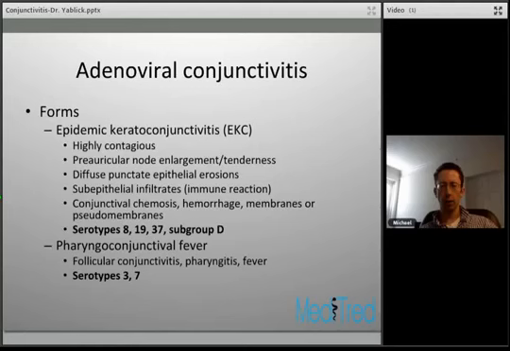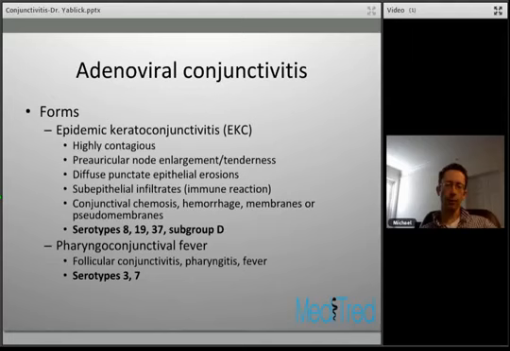Another form is called pharyngoconjunctival fever, and this is characterized by a follicular conjunctivitis, pharyngitis, as well as fever. Your serotypes tend to be type 3 and 7. These are your most common serotypes, however many other serotypes can also cause this form.